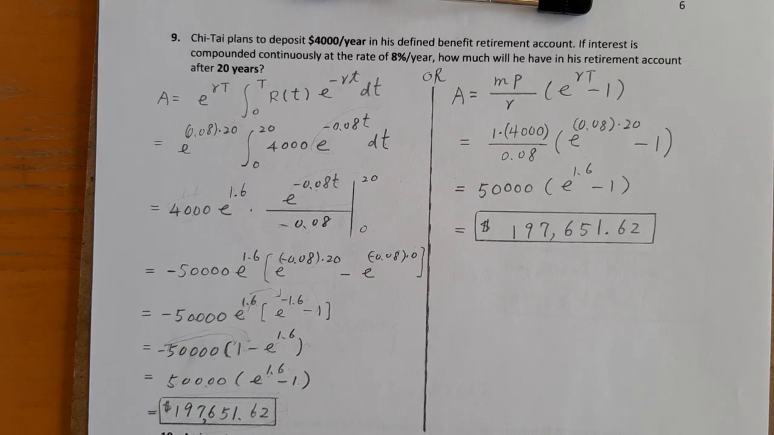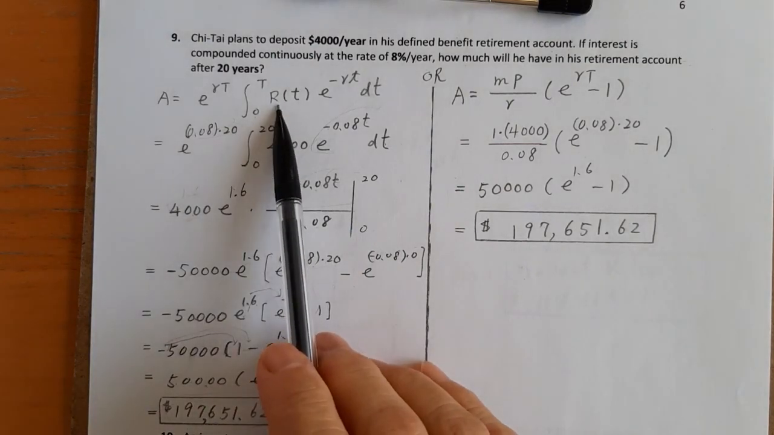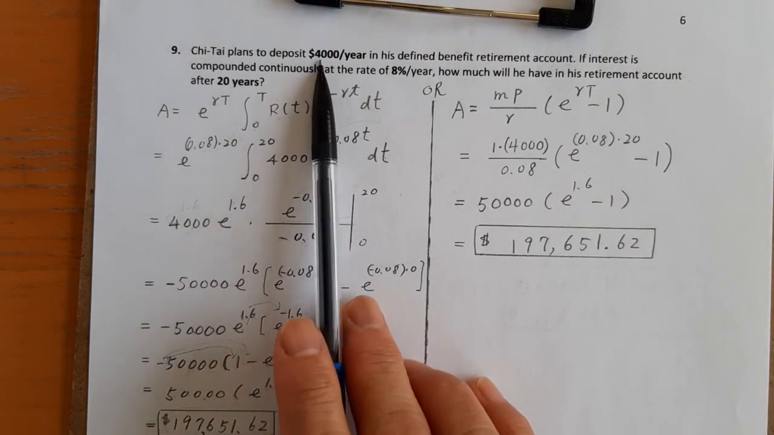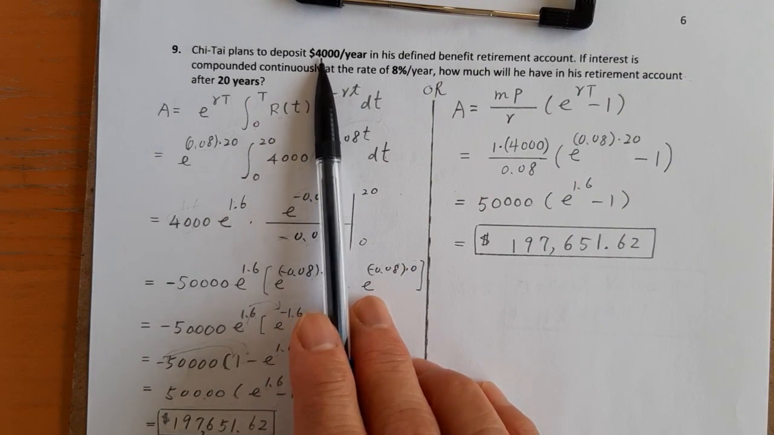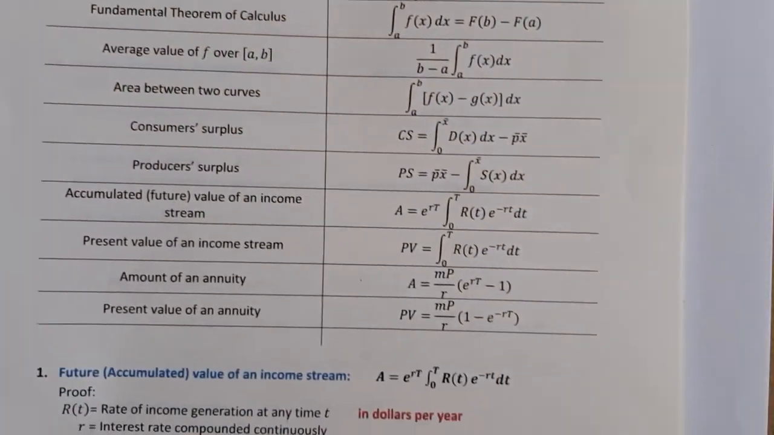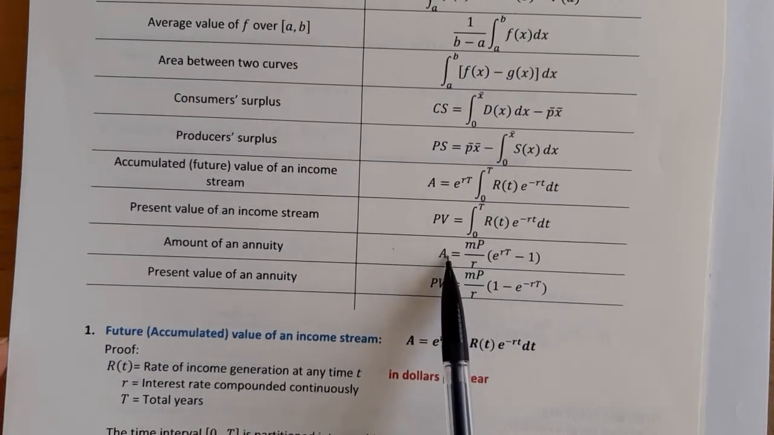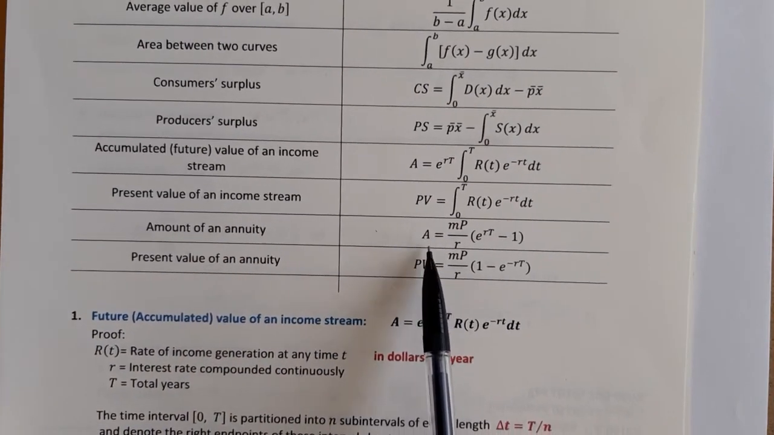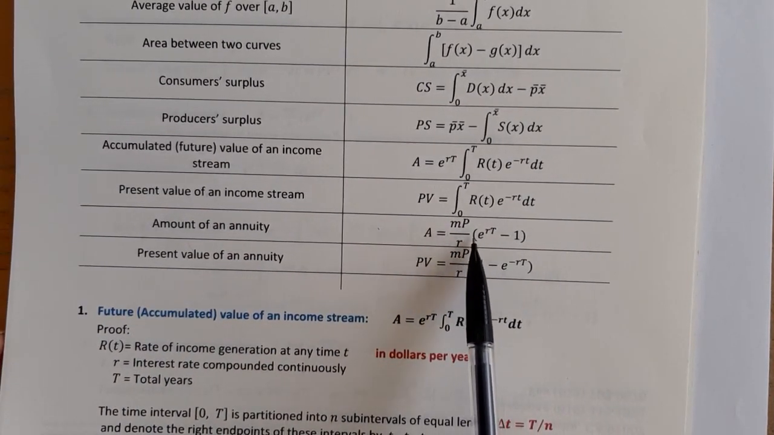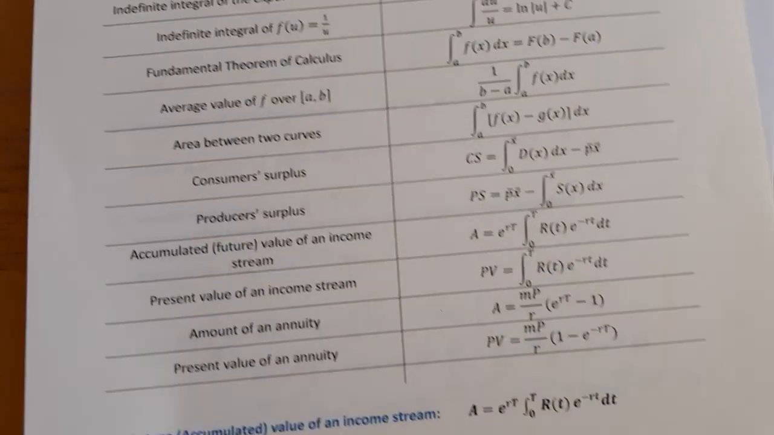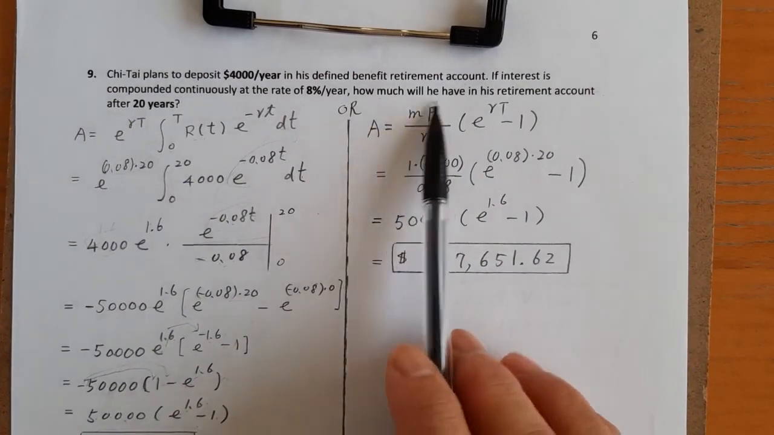In this question, r is in terms of t, it changes with t. T is in how many years? But since this is a constant, 4,000, we can use another formula. If it is constant, we can use this formula, the amount of an annuity: A equals mP over r, times e to the power rt minus 1. I put the formula over here.